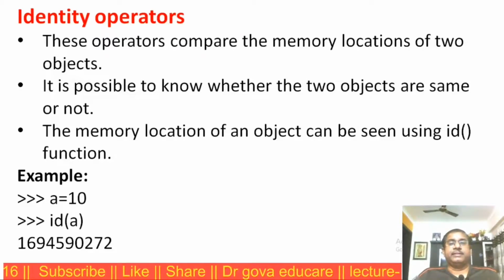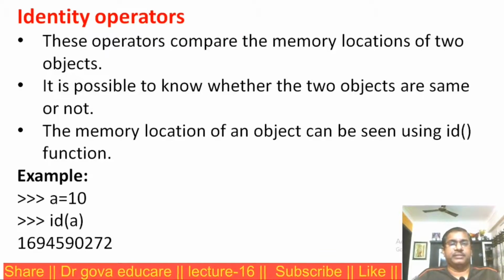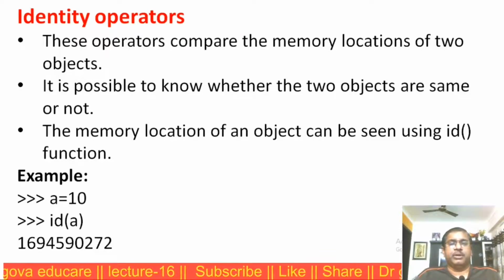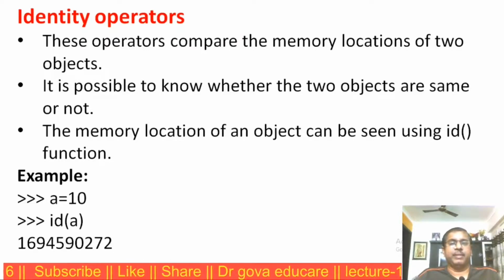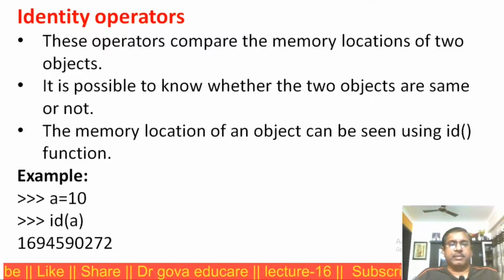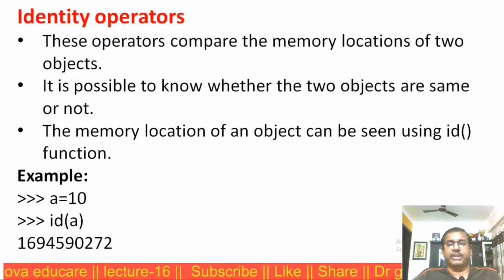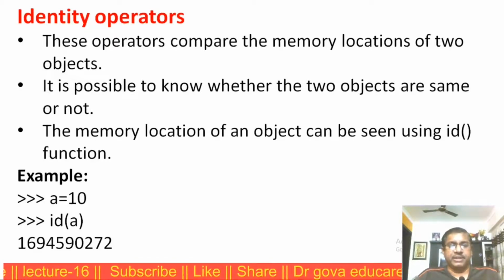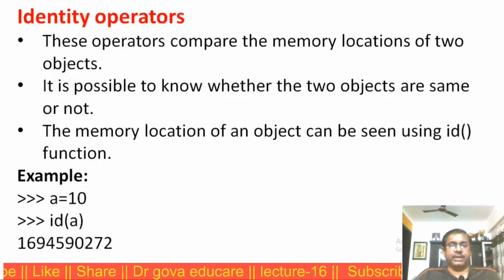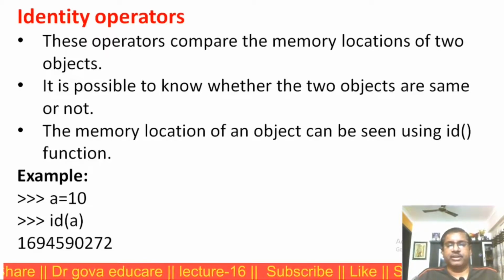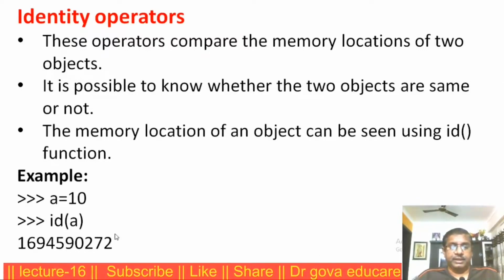Identity operators. These operators compare the memory location of two objects. It is possible to know whether the two objects are the same or not. The memory location of an object can be seen by using the id function. Say for example, A is equal to 10. I want to find the address of A using the id function. id of A, this is the address of A.